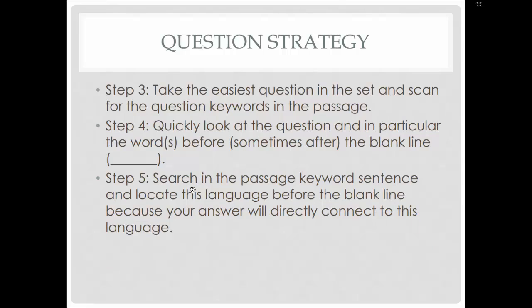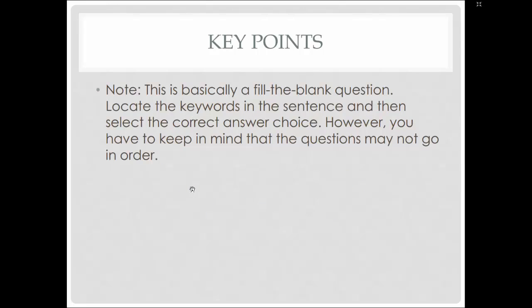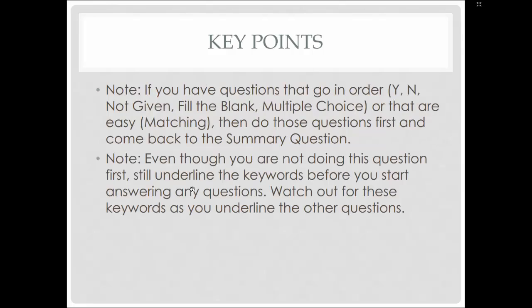This is exactly what I've just been talking about. We take the easiest question, scan for it, find it, read it, and then look at the question, at the words before and after the blank line. Then we search the passage keyword sentence and locate the language that's before and after the blank line, because our answer is going to directly connect to that. So that's the way that we do a summary question.